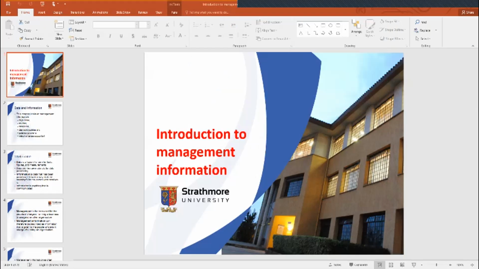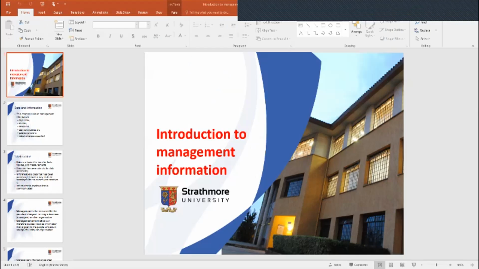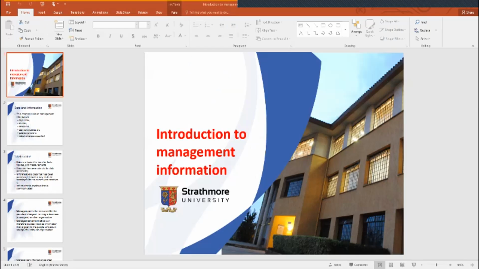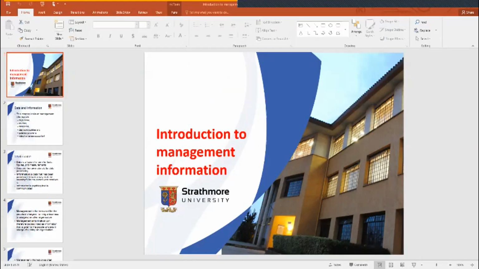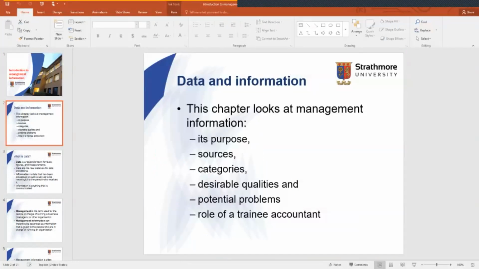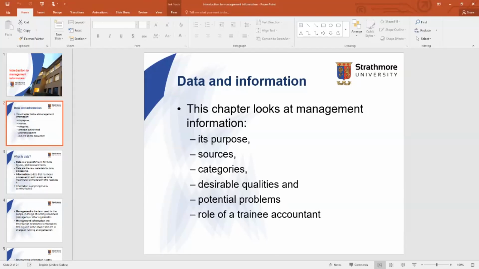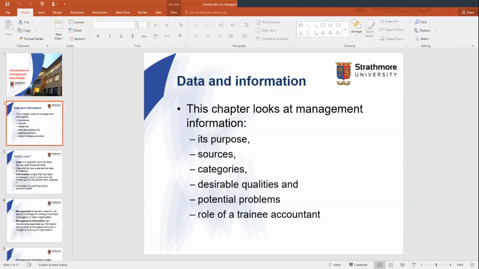Okay, welcome back to our class. Topic two is an introduction to management information, not accounting information, not financial accounting, but management information. What this topic involves is that we are going to go through data. What do we mean by data? What do we mean by information, and what do we mean by management information? We will discuss the purpose of management information, the sources of management information, the classifications you can have, and what qualities we look out for when using management information.